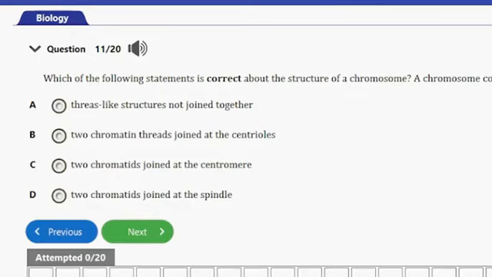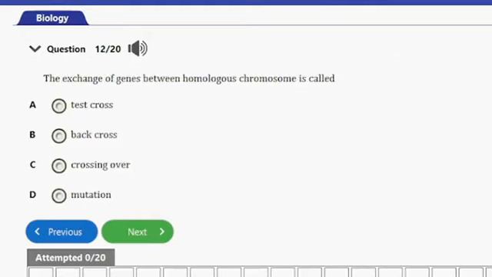So chromosomes are actually duplicated and become visible under the microscope as long and thin threads. They are between 0.25 microns to 50 microns in length, and each of these duplicated chromosomes is made up of two sister chromatids that are attached by a centromere. So let's consider the next question, question number 12 here.